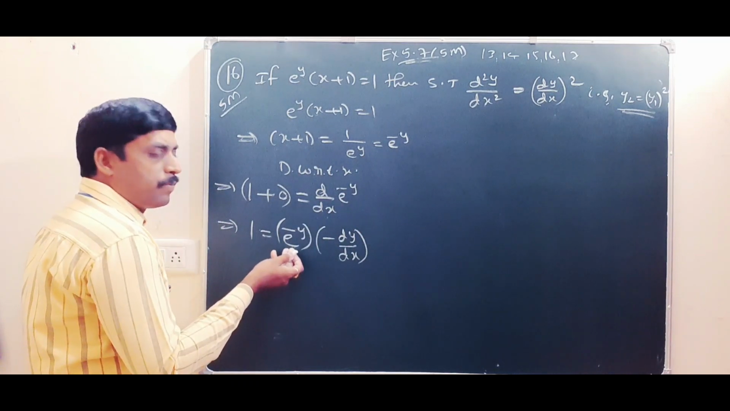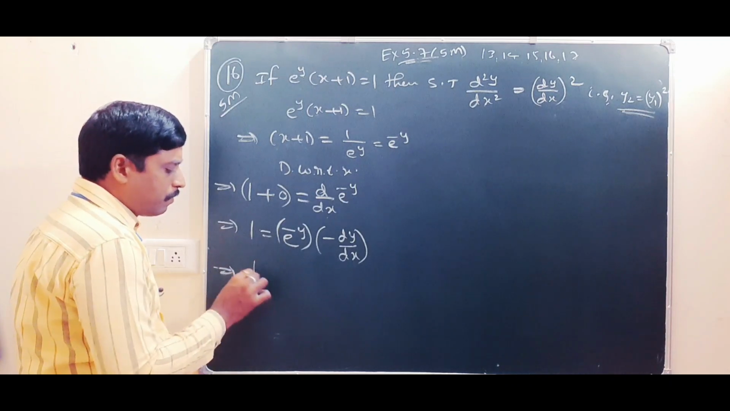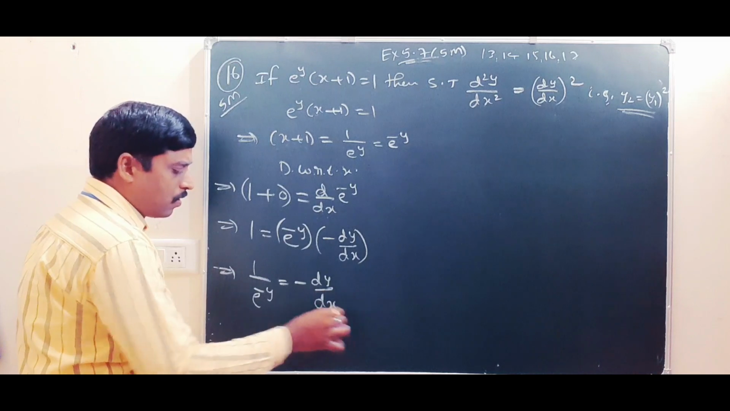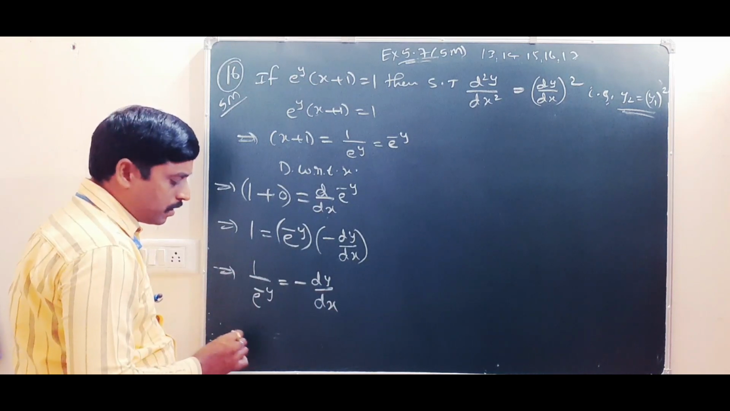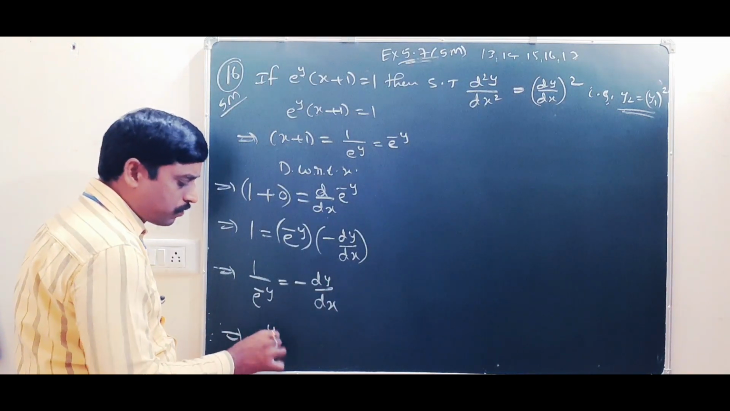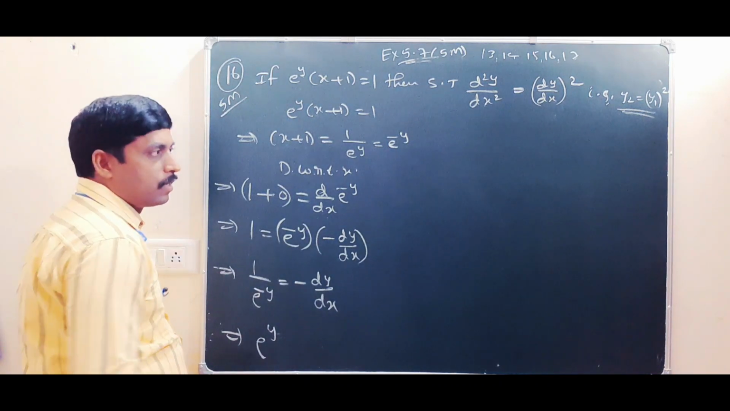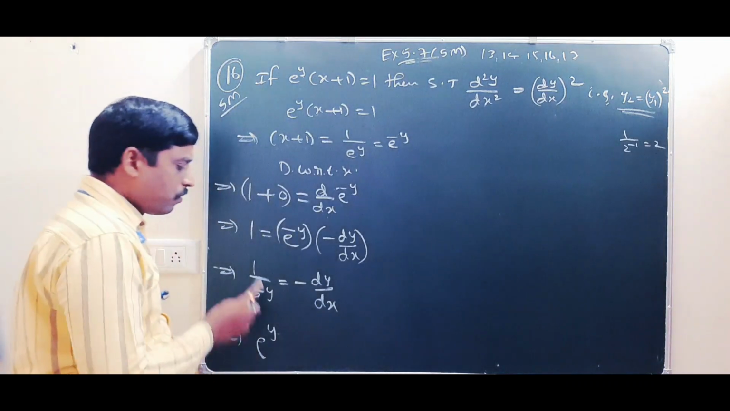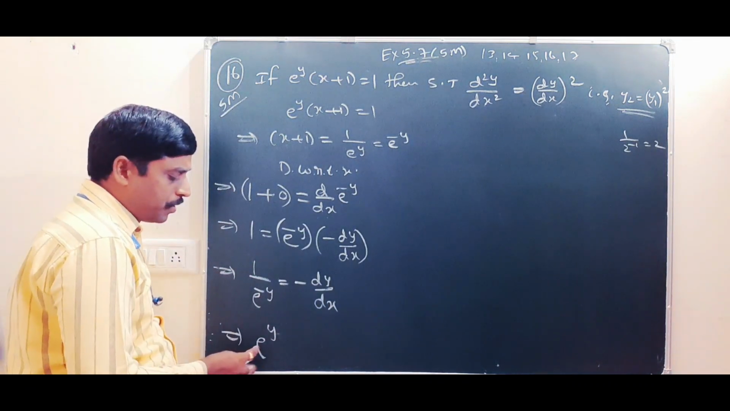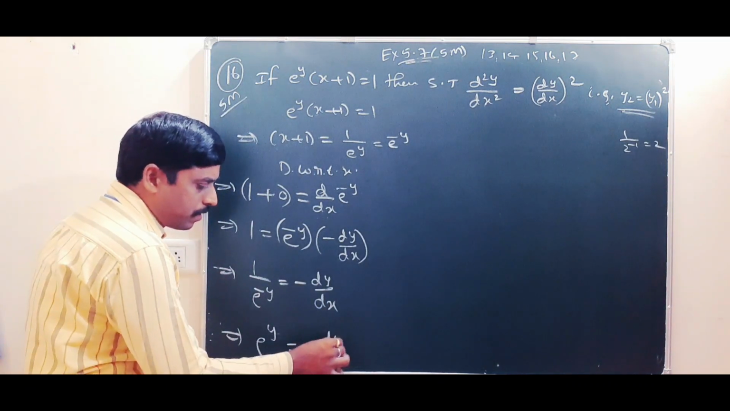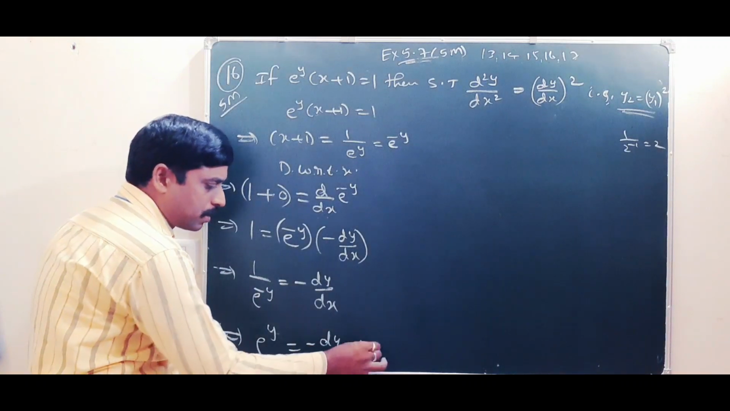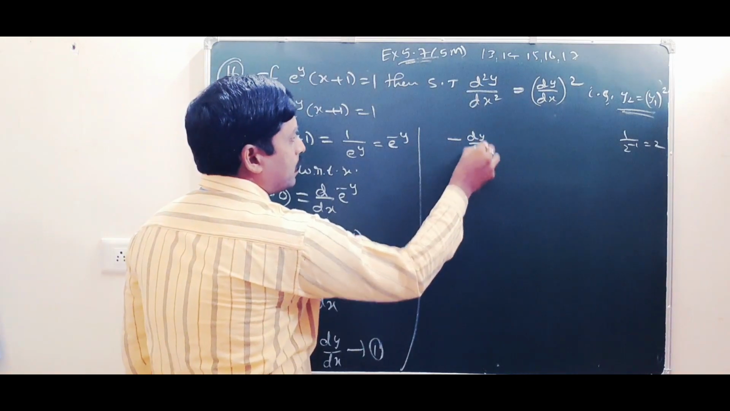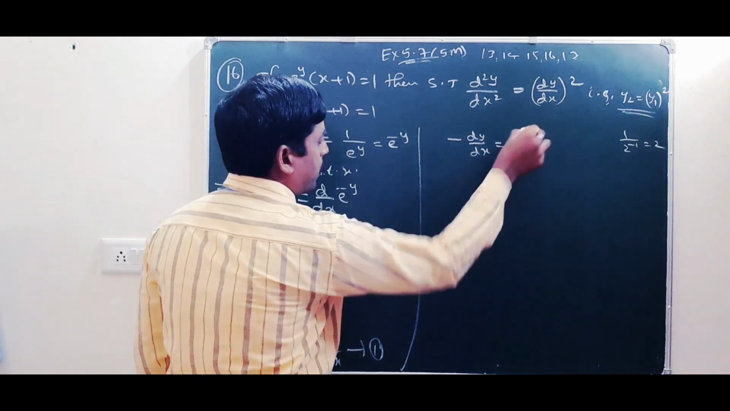Okay, e to the power minus y, bring to the left side: 1 by e to the power minus y is equal to minus dy by dx. 1 by e to the power minus y is nothing but e to the power plus y. Just like 1 by 2 inverse is nothing but 2, 1 by e to the power minus y is nothing but e to the power y, equal to minus dy by dx. So let us call this equation 1: minus dy by dx is equal to e to the power y.